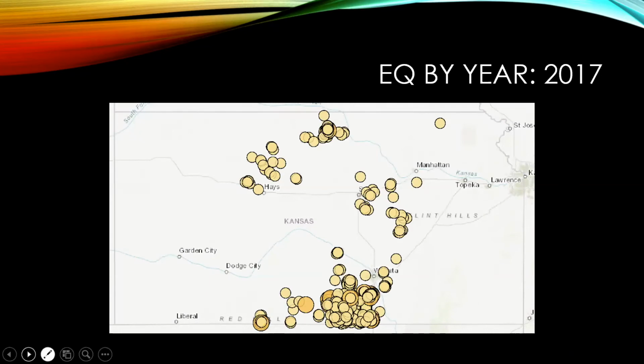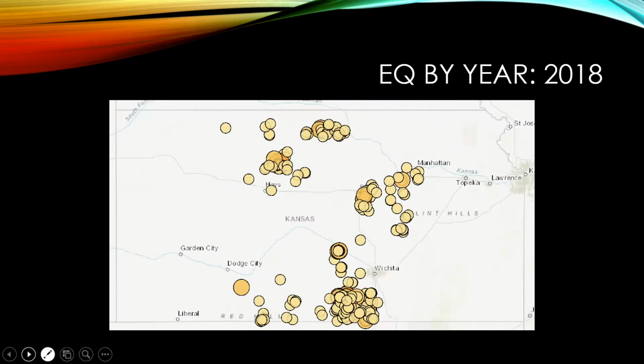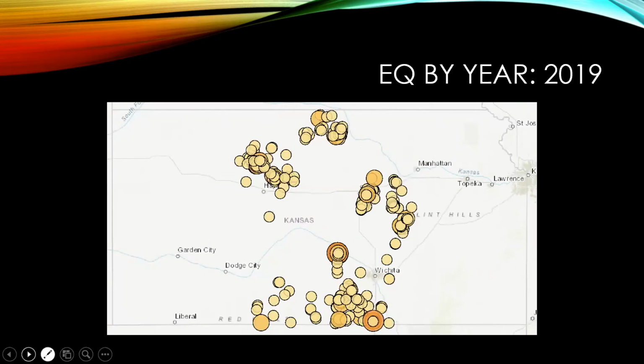So I'm going to go through here. Here's 2017, all earthquakes over magnitude 2, 2018, 2019. So look and see what patterns or trends you're seeing occurring over time.